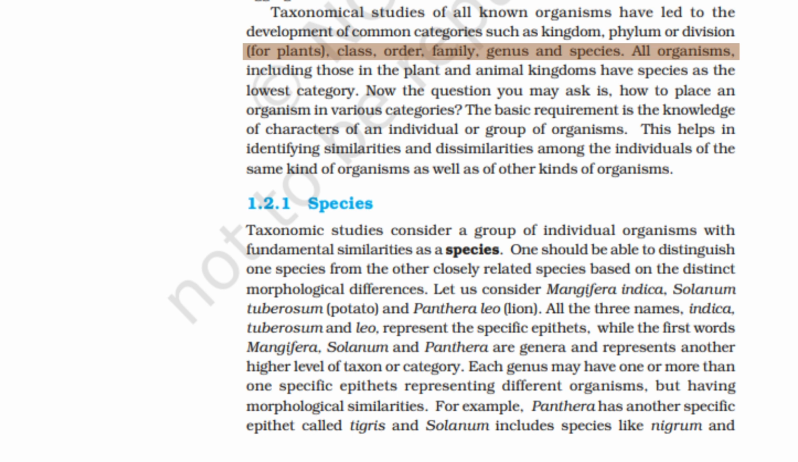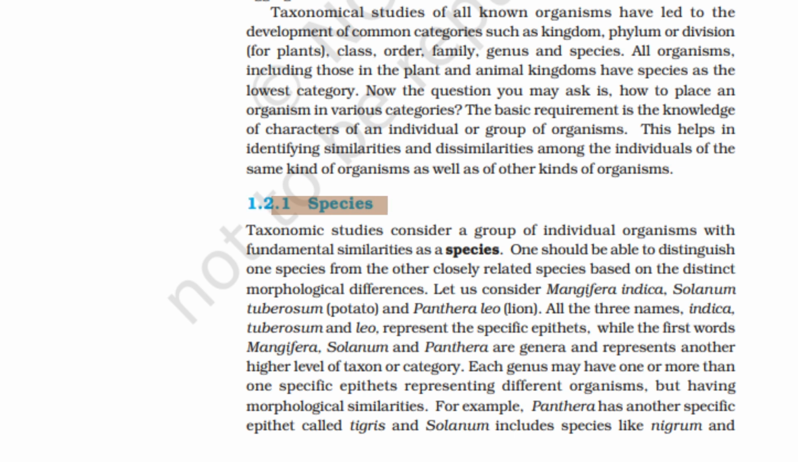All organisms, including those in the plant and animal kingdoms, have species as the lowest category. Now, the question you may ask is how to place an organism in various categories? The basic requirement is the knowledge of characters of an individual or group of organisms. This helps in identifying similarities and dissimilarities among the individuals of the same kind of organisms as well as of other kinds of organisms.